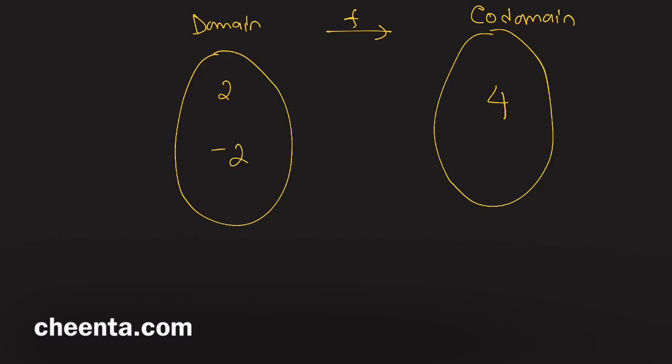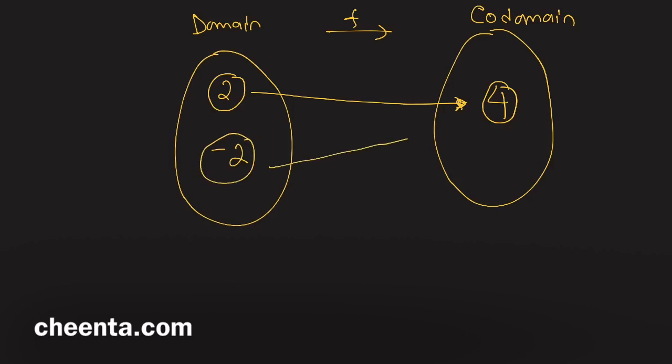Okay. So this is a valid function because 2 gives out a single output, which is 4. -2 gives out a single output, that is also 4. So this is a valid function and we call it squaring.